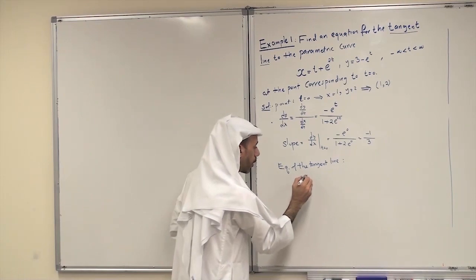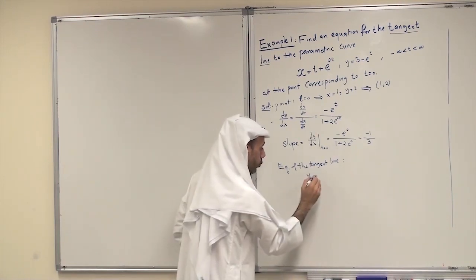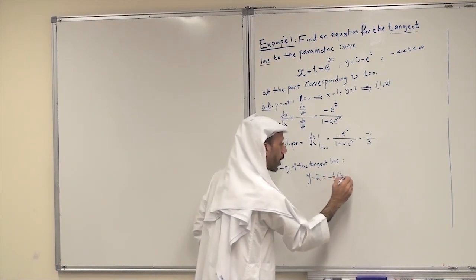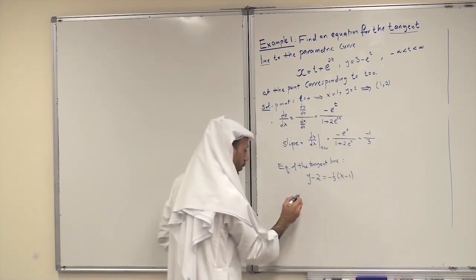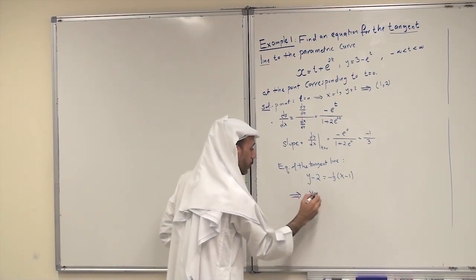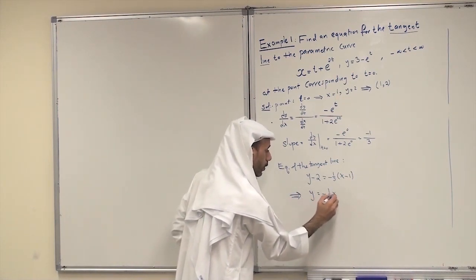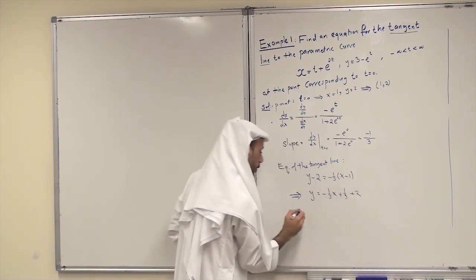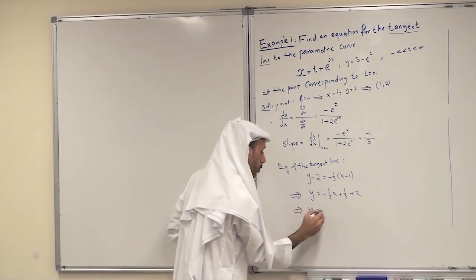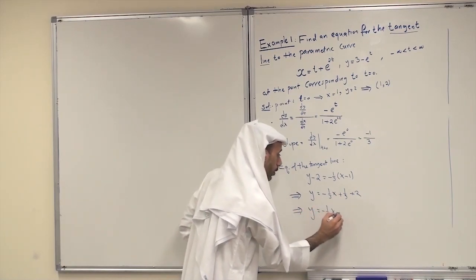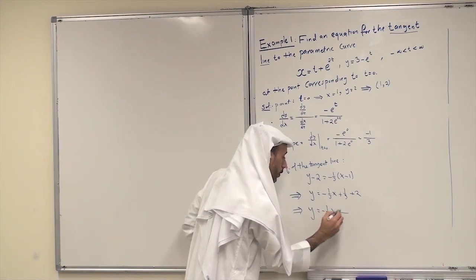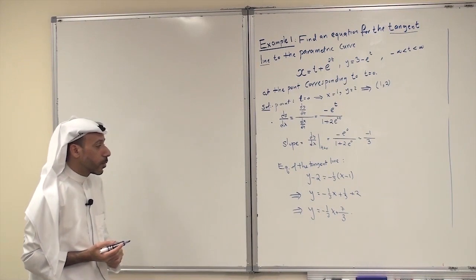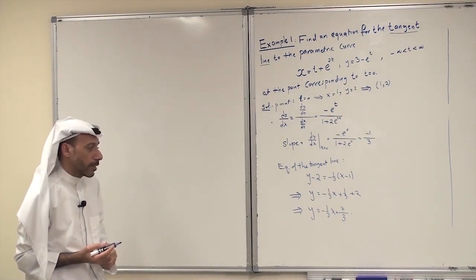the equation of the tangent is the following: y minus 2 equals the slope, minus 1/3, times (x minus 1). We can simplify further to get y equals minus 1/3 x plus 1/3 plus 2. And hence we get the following: y equals minus 1/3 x plus 7/3. This is the equation of the required tangent line.